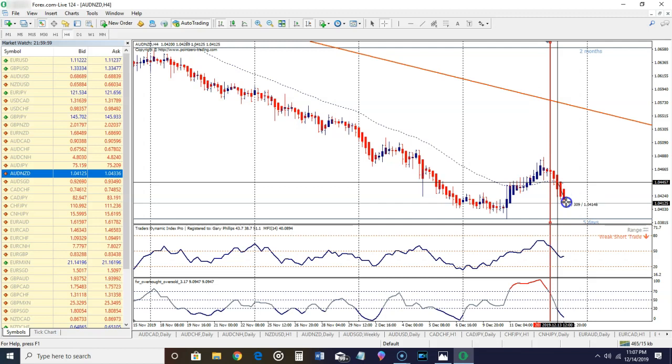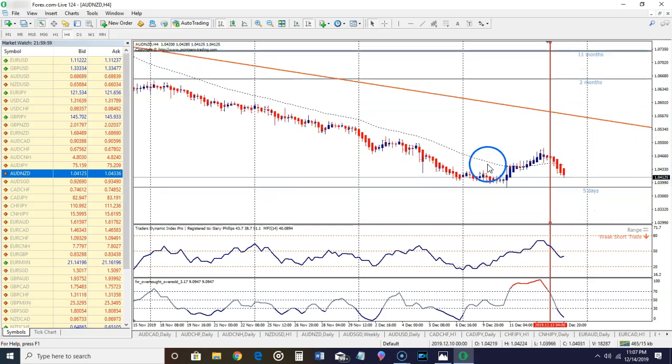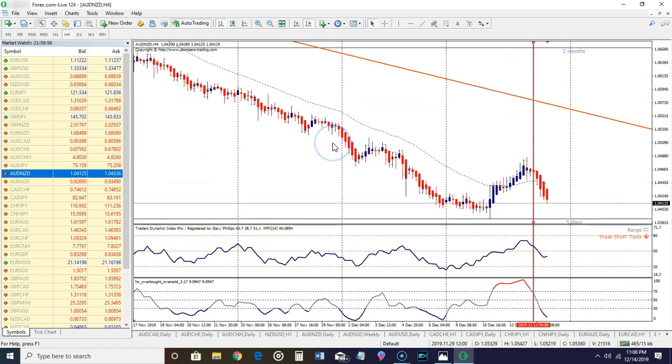41 pip stop. You're actually still in the trade. We're like 8 or 9 pips away from the take profit. Yep. Just trading in the direction of the overall momentum of the market. So there it is, guys. That's how you enter into trades.